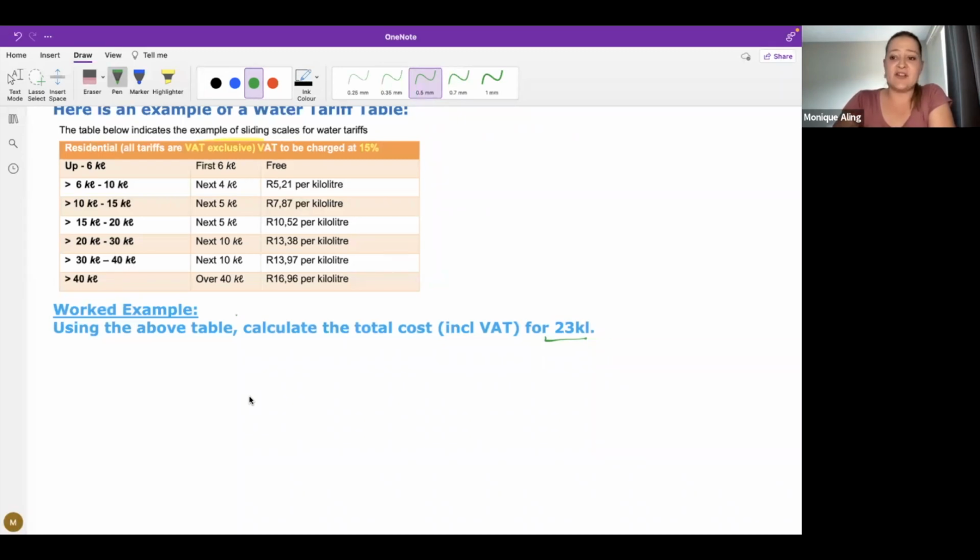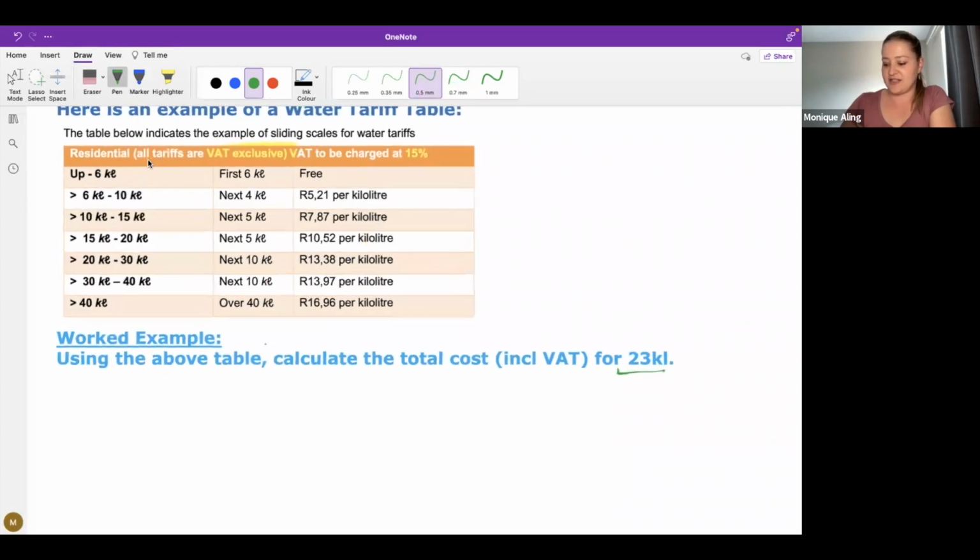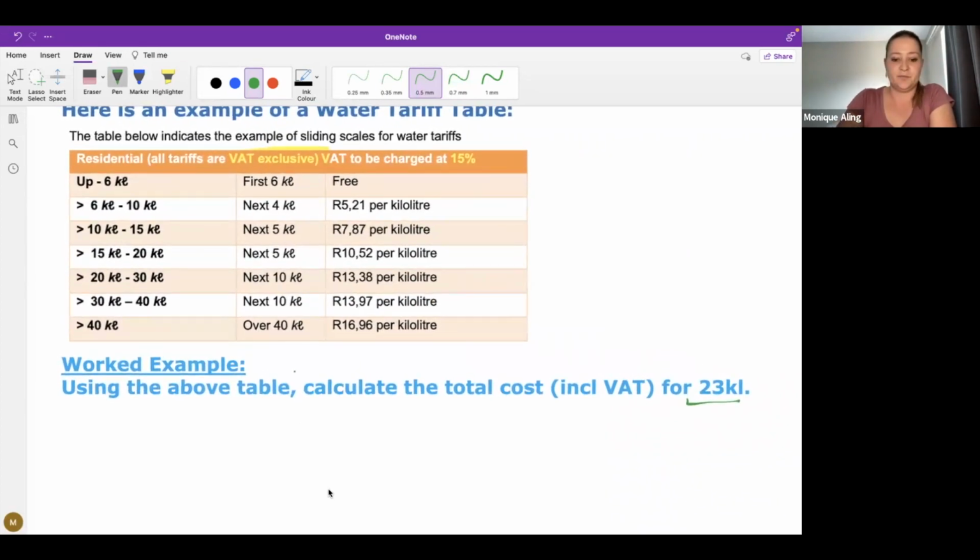The first step you need to do is determine which range it fits into. Is it the first range, second range, third, fourth, fifth, sixth range? Which range does it fit into? Anyone? Okay, so can you see that 23 kiloliters would fall into the 1, 2, 3, 4, 5th range?